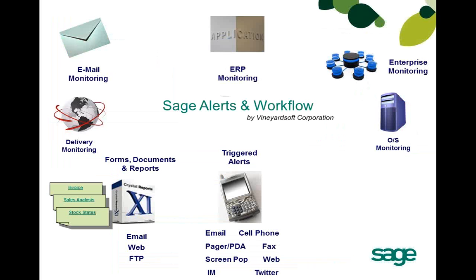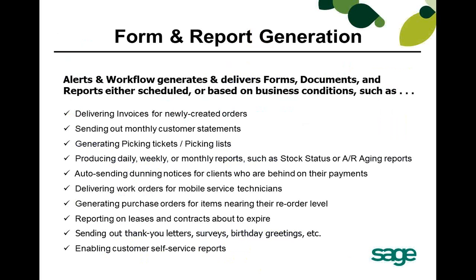Now, in the scenario that I discussed at the start of today's session, I talked about how Alerts and Workflow can automatically generate and deliver relevant forms, documents, and reports. In the case of the overdue customer, Alerts and Workflow can automatically resend the customer copies of their overdue invoices, a copy of their statement, and for that matter, Alerts and Workflow can also generate an analytical report, such as an AR aging report, and automatically deliver that report to the appropriate people.